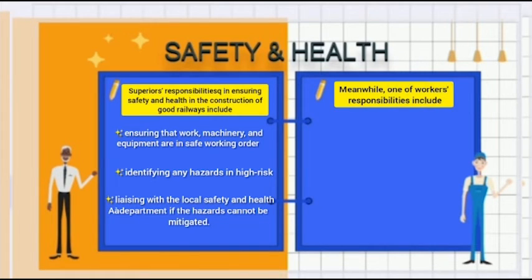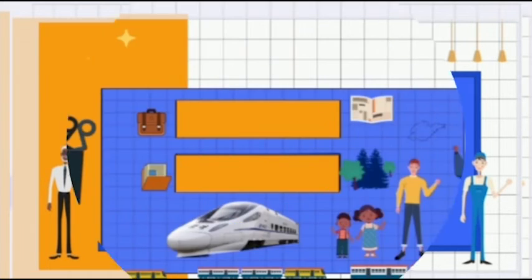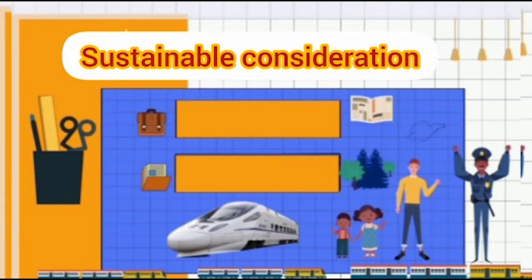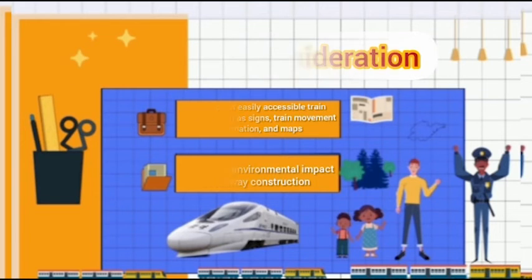Meanwhile, one of the worker responsibilities includes to follow and practice health work procedure by using and maintaining all personal protective equipment provided by the employer and notify the employer immediately when in danger. However, the sustainable consideration that needs to be taken into the railway construction should be provision of easily accessible train facilities such as sign, train movement information and map, and reduce the environmental impact of railway construction.